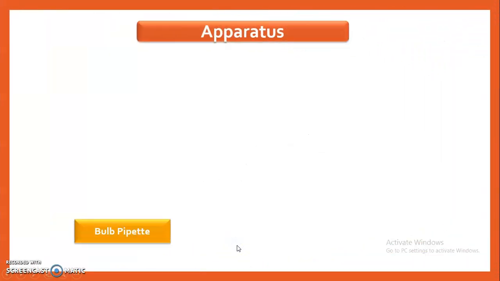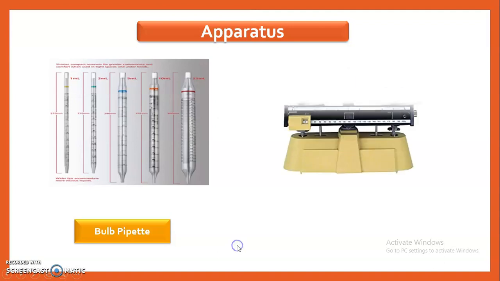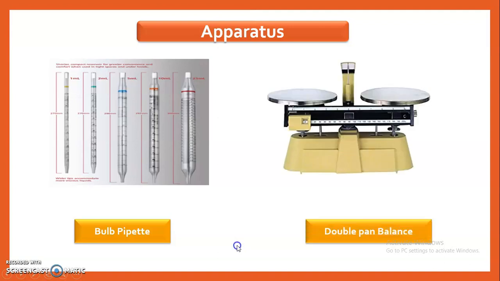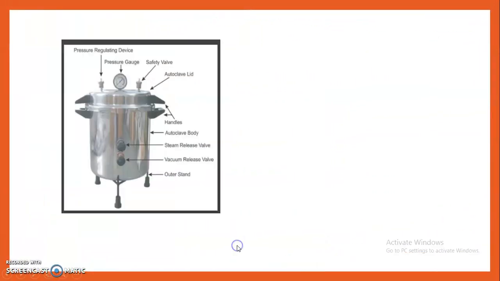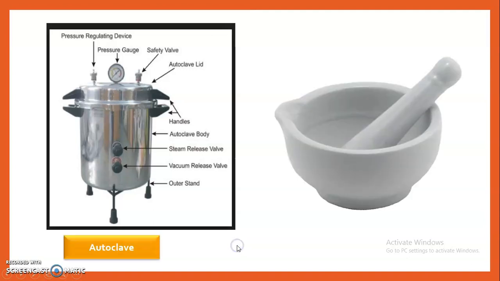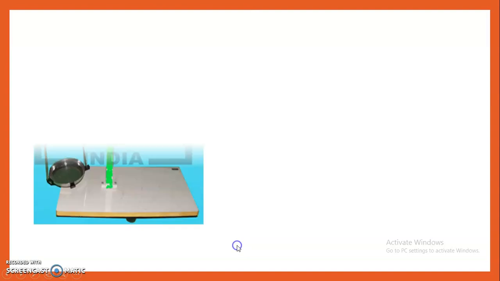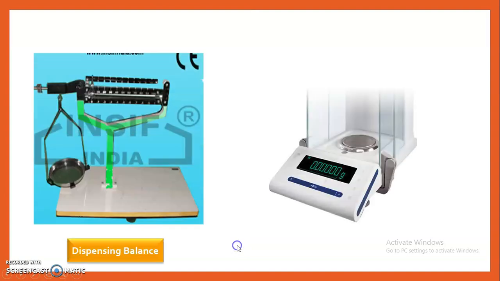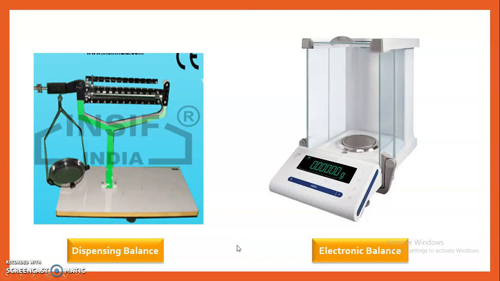These are the apparatus, that is bulb pipette, then weighing balance, used in the pharmaceutics laboratory. Then this is the autoclave, this is the mortar and pestle; these are the common apparatus used in the lab. Then the dispensing balance, and this is the electronic balance.